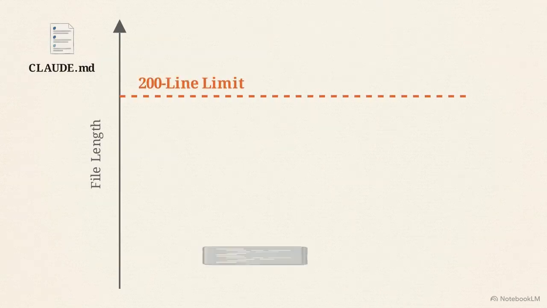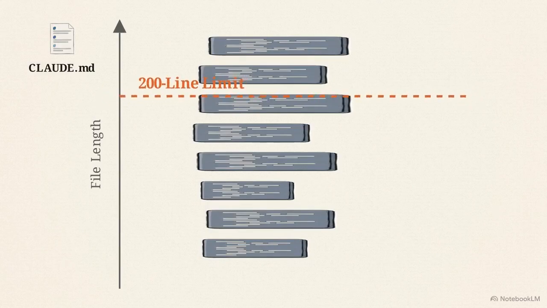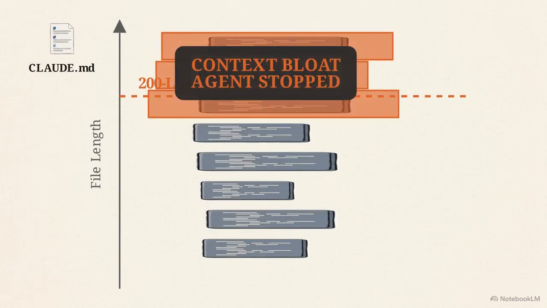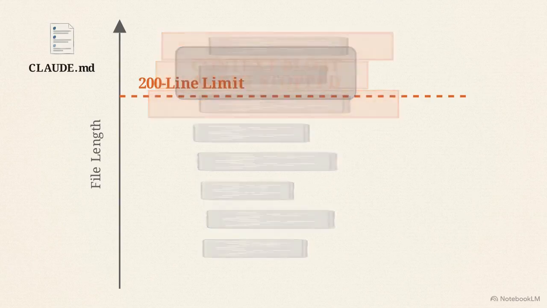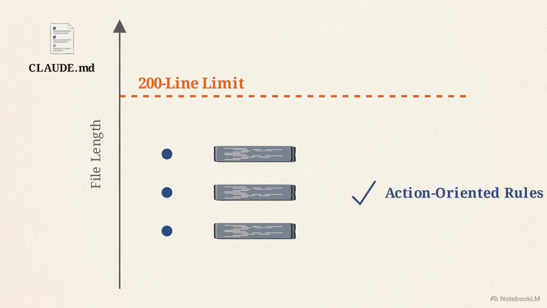Watch this diagram carefully. The text blocks pile up quickly until they hit this bright red cutoff line. That represents the hard 200-line index cap. Dumping paragraphs here triggers context bloat, stopping the agent. To stay below that limit, format your rules as a prioritized bulleted list. Keep instructions concise and action-oriented.